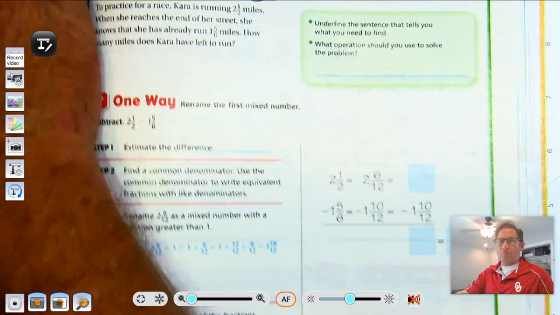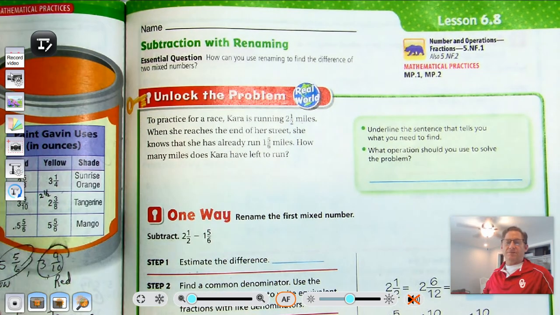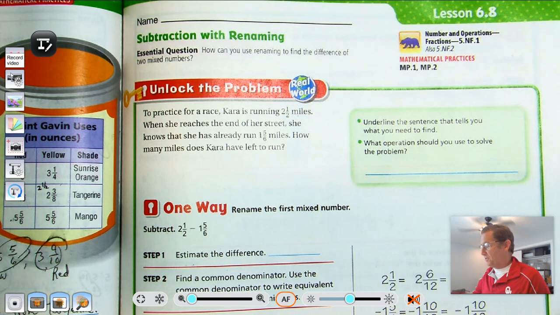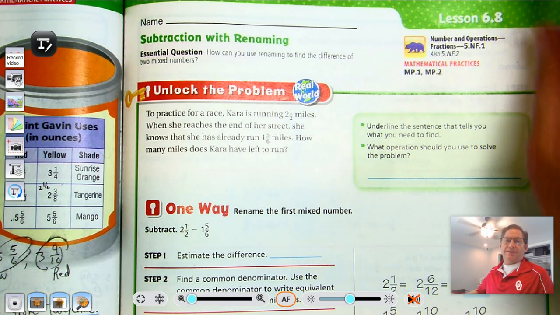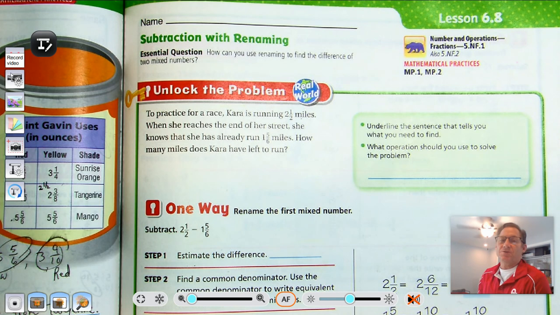Hello, everybody. We're going to continue our discussion of subtraction and addition of fractions. Today, we're going to be working with subtraction with renaming. So we're on lesson 6.8, page 283 of the fifth grade Go Math textbook. And our essential question you should be able to answer at the end of this lesson is, how can you use renaming to find the difference of two mixed numbers?